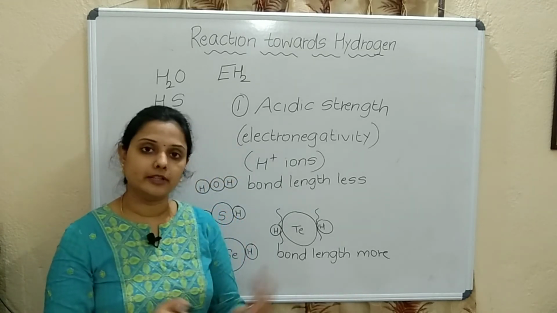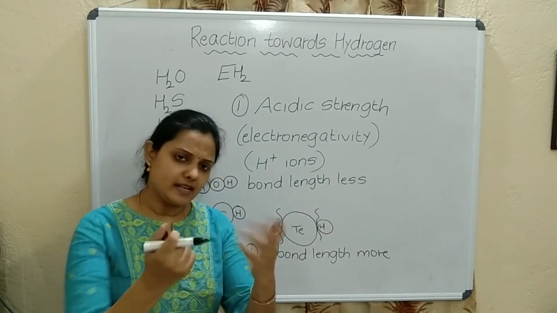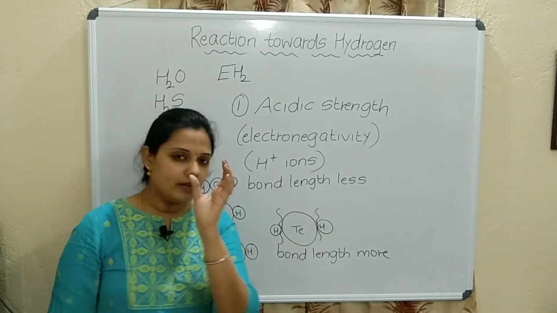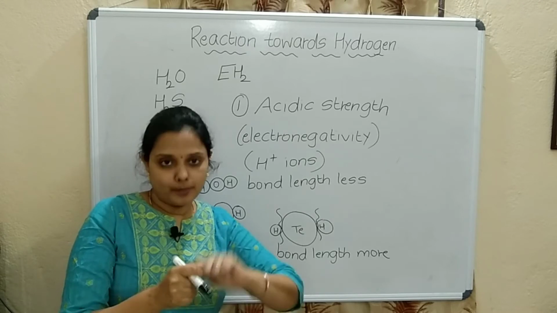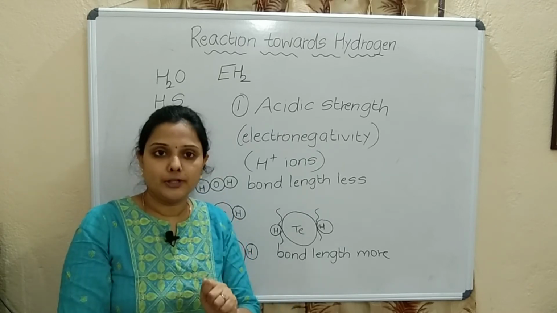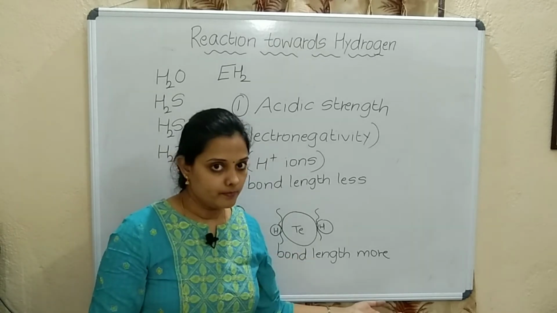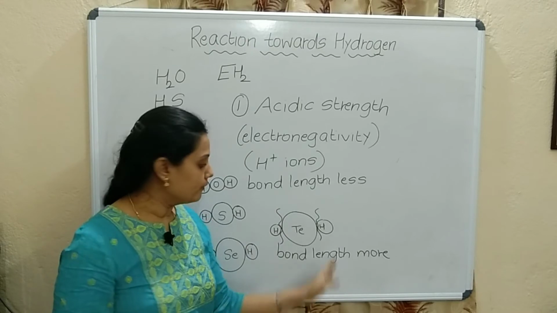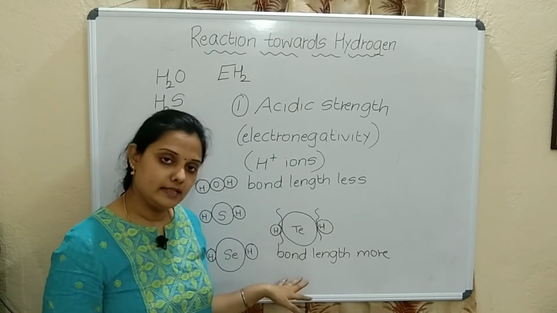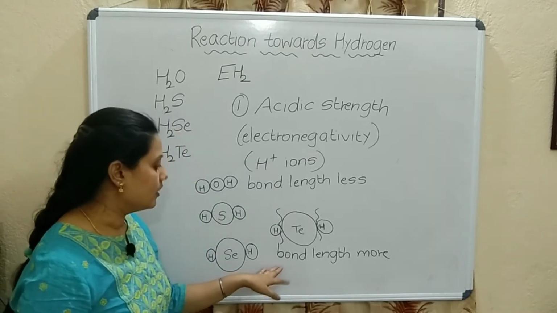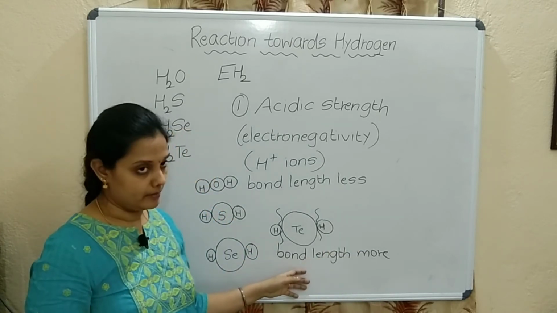Just take an example of a thread. If I give you a long thread, easily you can break it. Less energy is required. But if I give you a very small thread, then you will struggle to break it, right? So in the case of tellurium, the bond length is more, so easily you can break the bond of hydrogen and tellurium. Bond enthalpy is less, so less energy is required to break the bond. Therefore, hydrogen ions will be given off very easily in the case of tellurium.